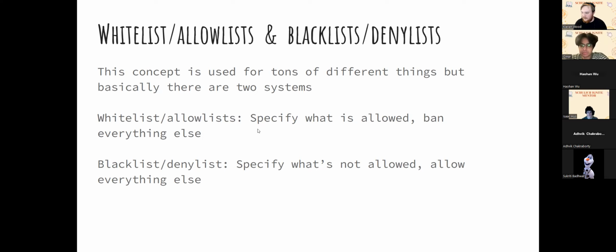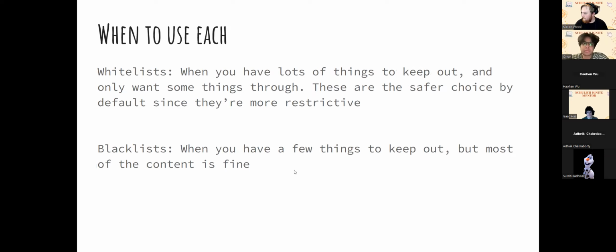So whitelists will tend to overcorrect, and blacklists will tend to undercorrect. Depending on what system you're using will depend on which one you want to use. So yeah, blacklist is basically when you have a few things to keep out, but most of the content's going to be fine. Whitelist, when you have a bunch of stuff and you have no idea what stuff is going to be fine unless you test it individually.